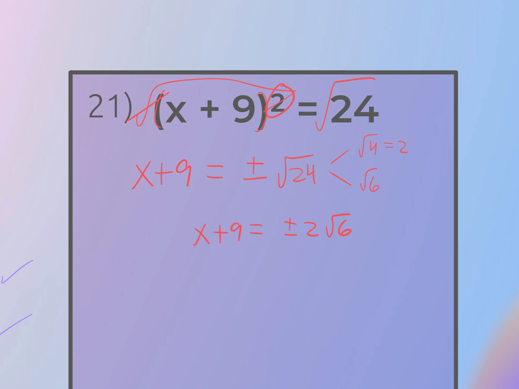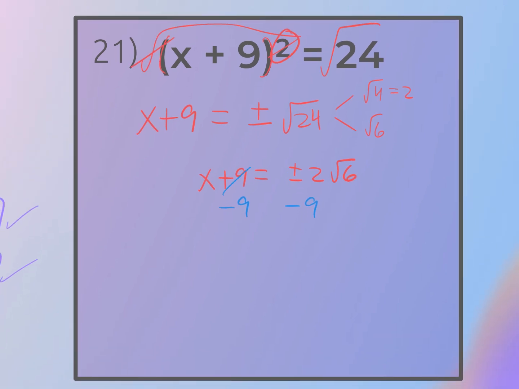And then the other thing that we can do to finish this problem is to subtract the 9 on both sides, right? 9 minus 9 goes away, so then we get x equals negative 9 plus or minus 2 square root of 6, all right? And now these can't combine at all, right? If you remember from our simplifying radical section, you can't combine a whole number with a radical, right? So we leave this alone as is. We can't simplify it any further like we could the last problem.